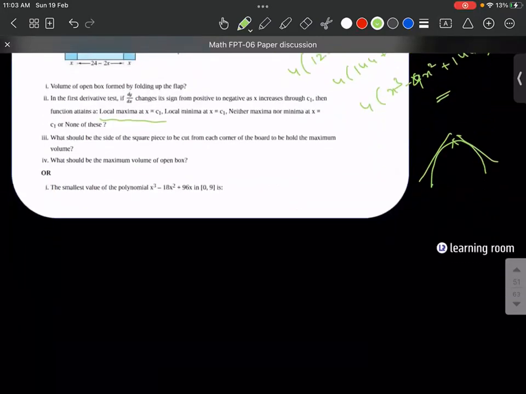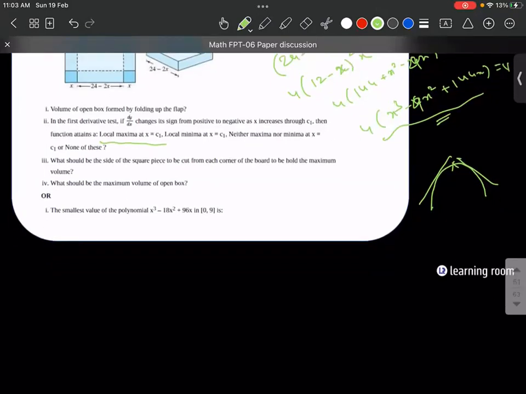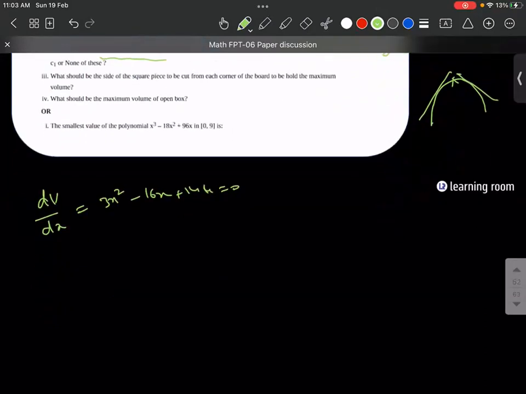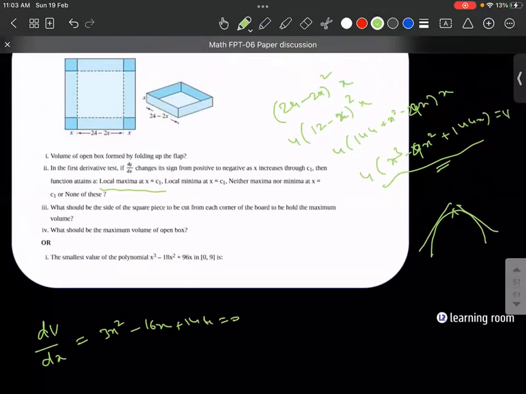What should be the side of the square piece we cut from each corner of the board to hold the maximum volume? Means when will this volume be maximum? Guys, I hope you would have solved it. What is the answer for x? So dv by dx is equal to 3x square minus 48x plus 144 is equal to 0. Sorry, it is 24.